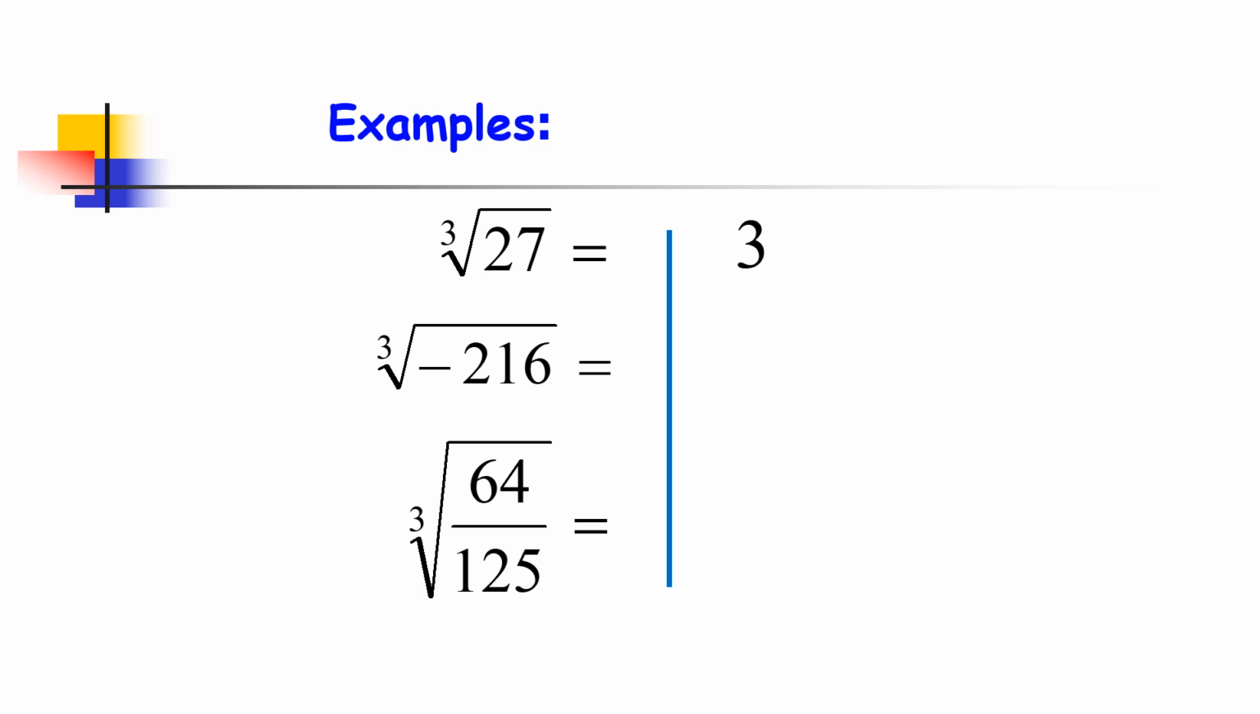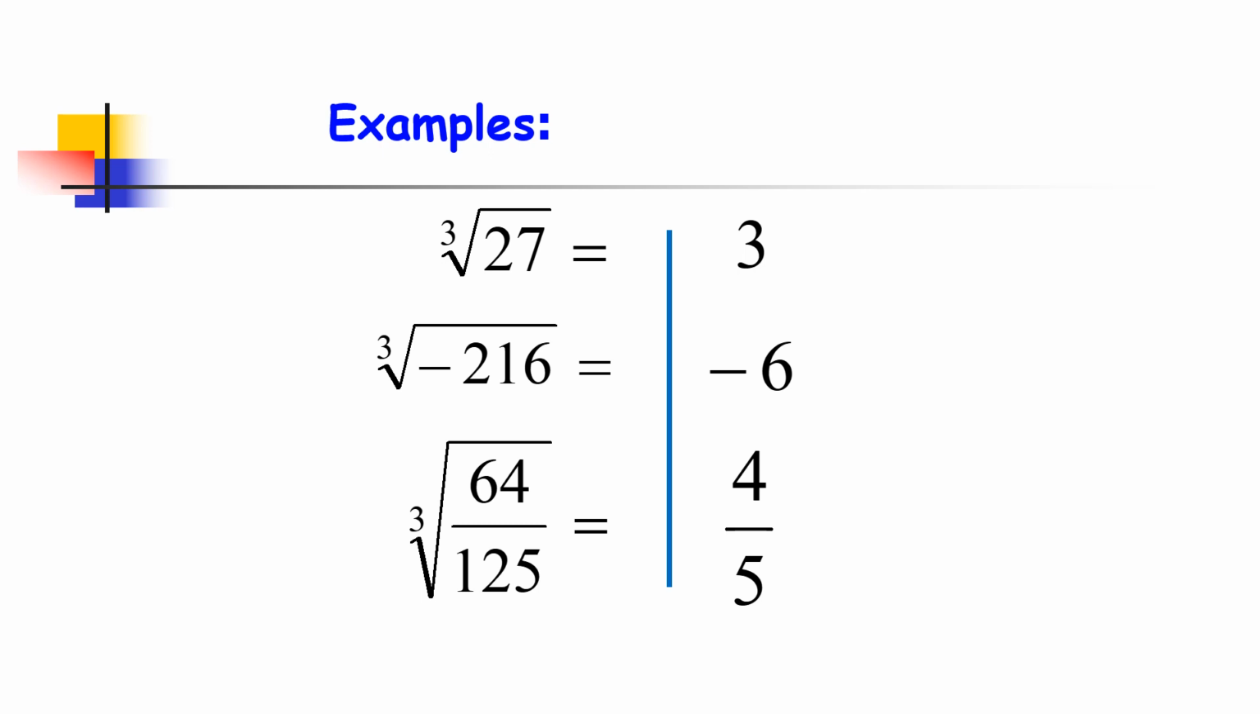How about the cube root of negative 216? What is that number that if you multiply by itself 3 times, it is equal to negative 216? Correct, it is negative 6. And what is that fraction that when you multiply by itself 3 times, it is equal to 64 over 125? Correct, it is 4 over 5.